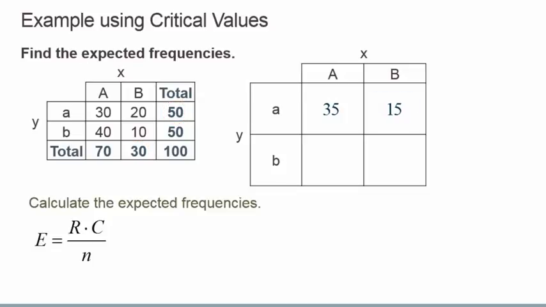Next, I want to find the expected frequency for lowercase b, capital A. The total for lowercase b is 50, capital A is 70. 50 times 70 divided by 100 gives us a value of 35. Now I want to find the expected frequency for lowercase b, capital B. Lowercase b has a total of 50, capital B has a total of 30. 50 times 30 divided by 100 gives me a value of 15.